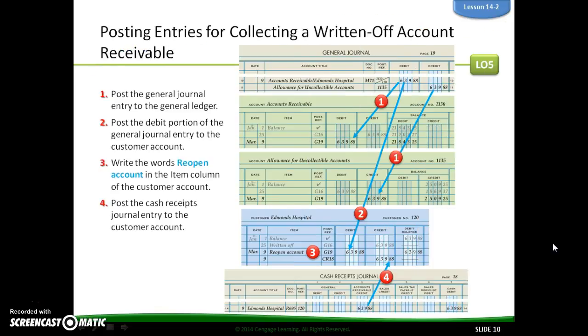So, whoops, you can see that that cash receipt we received of $639.88, we're going to post that as the payment to Edmonds Hospital. So in the end, that accounts receivable ledger for Edmonds Hospital still has a zero balance because they paid it, but we reopened the balance, put the money on the account. Now it's zeroed out again based on a payment as opposed to us writing off their balance.